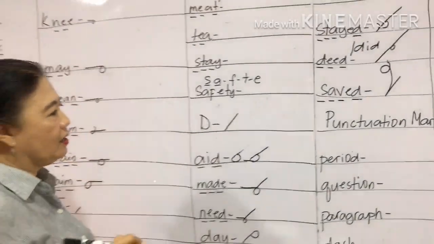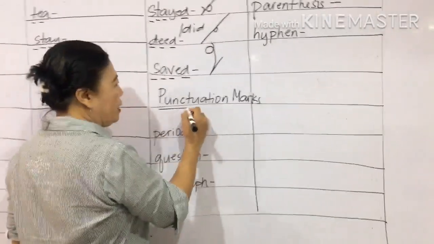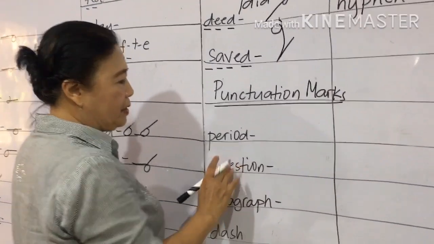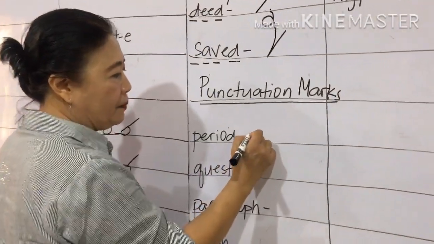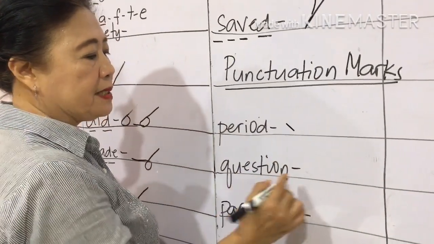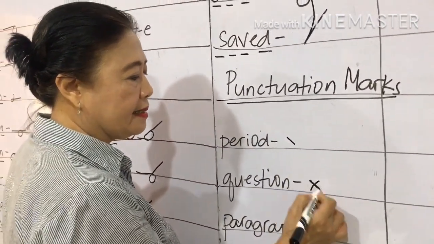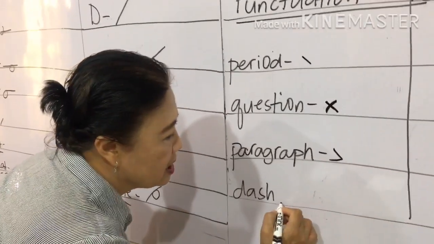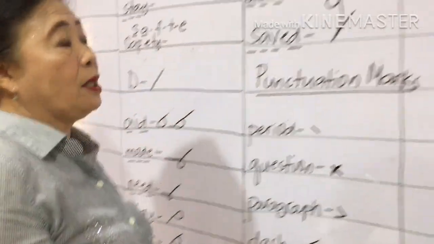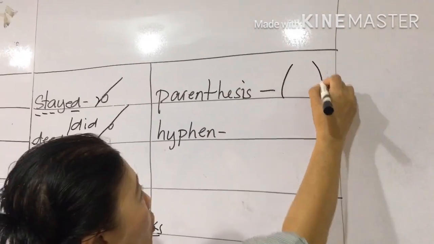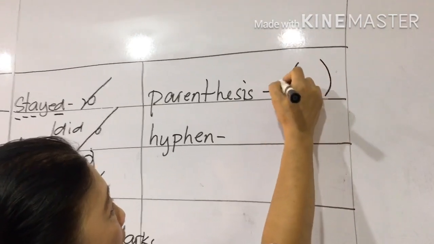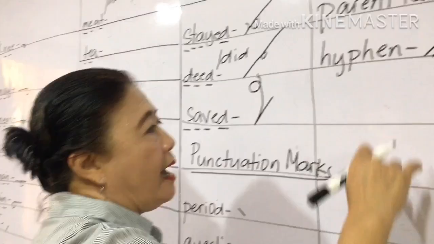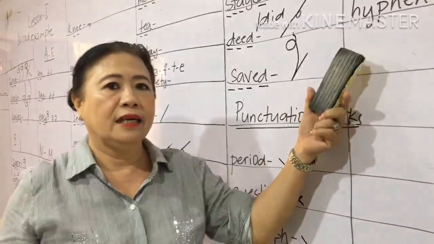So the last part of our discussion in lesson 1, we have also punctuation marks. Punctuation marks can also be identified during our reading. We have the period. In shorthand, the period is represented by a small dash. Then the question mark is represented by an X. Then a paragraph is represented by a less-than symbol. Then the dash is represented like this. The parenthesis in longhand is open and close, but in shorthand, open and close plus a dash. Then the hyphen is a small hyphen.